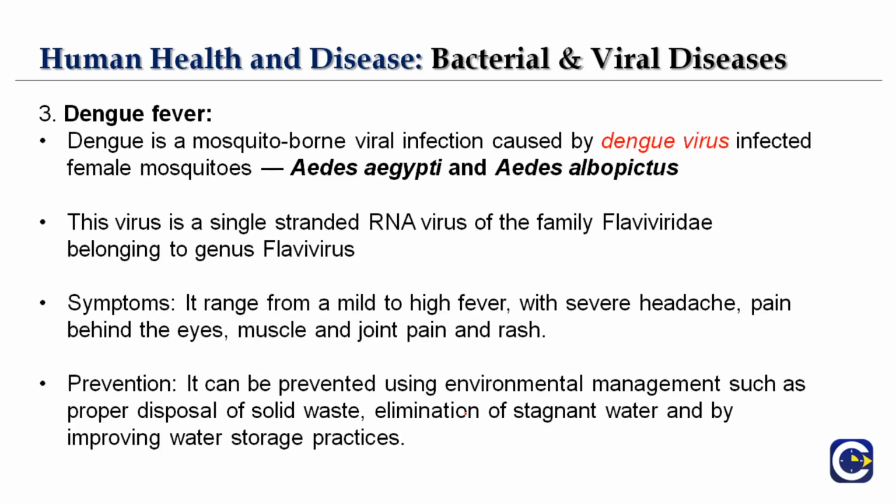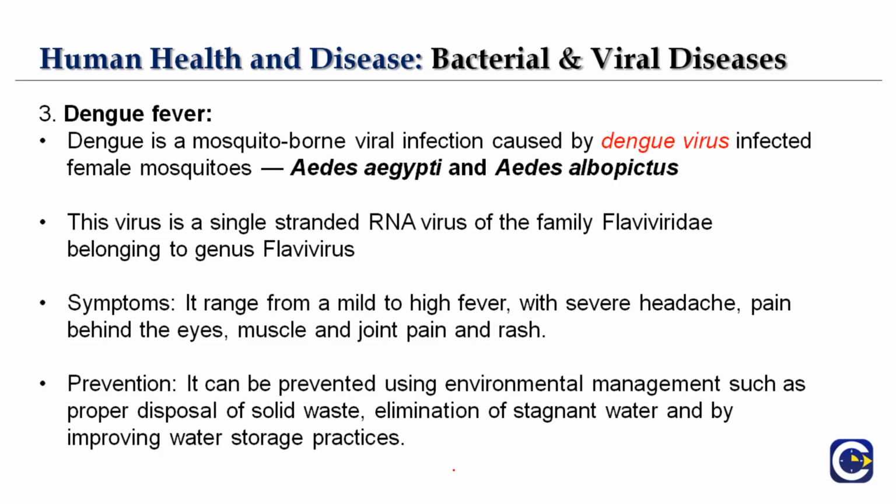Okay. Next is dengue fever. So we're going to see about dengue. Dengue is a mosquito-borne viral infection transmitted by infected female mosquitoes. Malaria, if you see, is a protozoan disease which is caused by Plasmodium. Dengue, if you see, is caused by a virus. Again, it's a vector-borne disease where it uses a female mosquito called the Aedes mosquito.